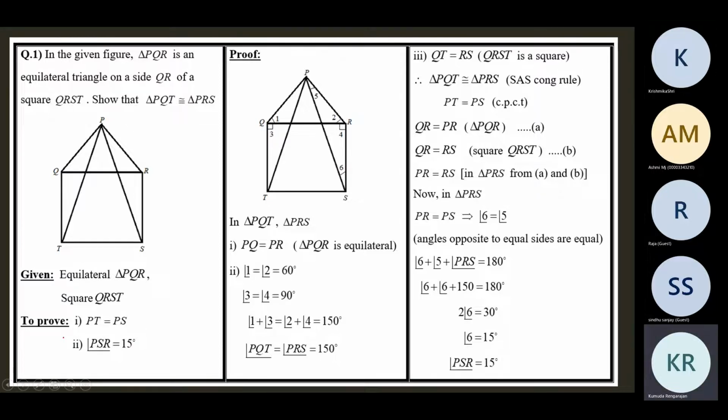Is it fine, children? Yes, ma'am. Did you correct the question, all of you? Show that PT is equal to PS and angle PSR is equal to 15 degrees. This is the question.